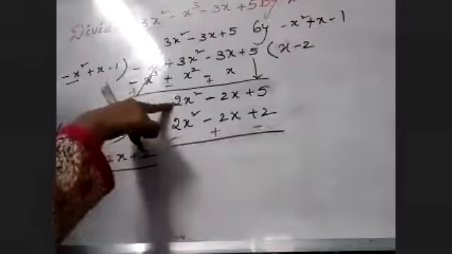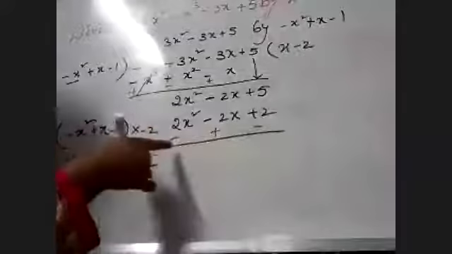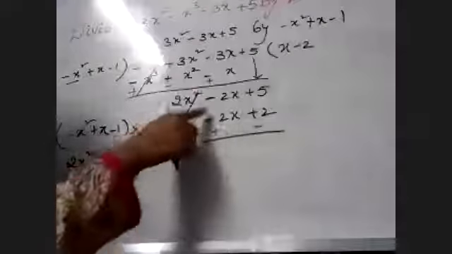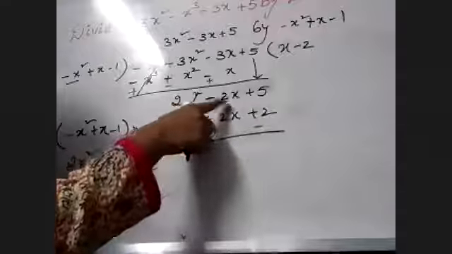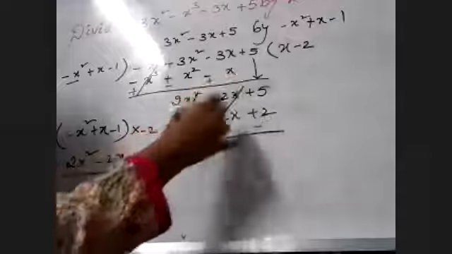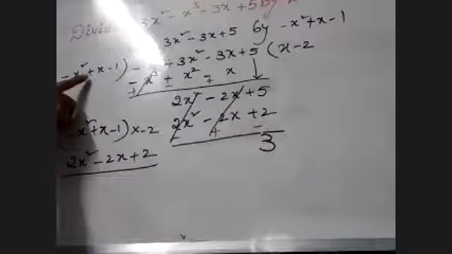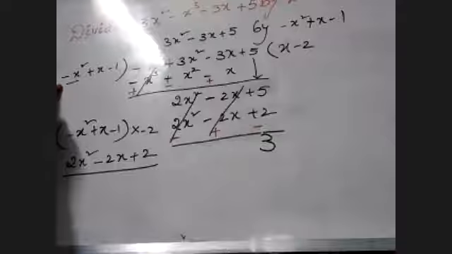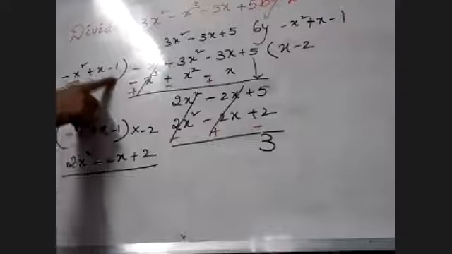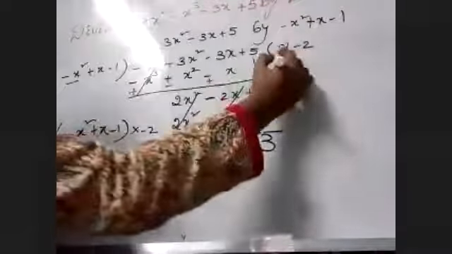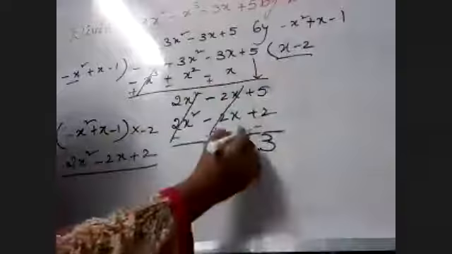So plus 2x square minus 2x square will get cancelled. Again here minus 2x plus 2x also will get cancelled. Here what is the answer? 3. So here the dividend is 3x square, the divisor is minus x square plus x minus 1, the quotient is 2x minus 2, and again the remainder is 3.